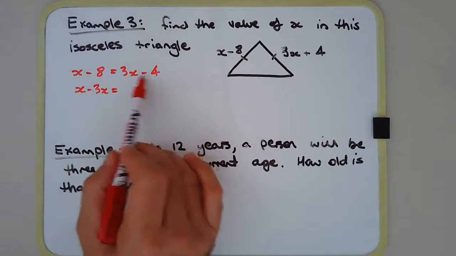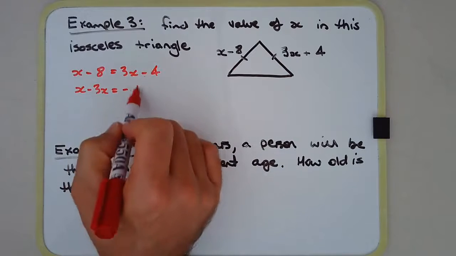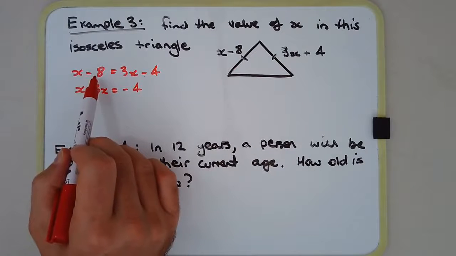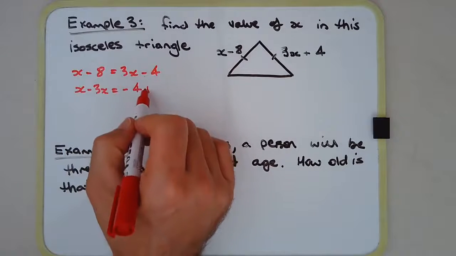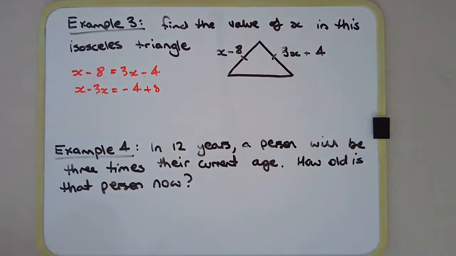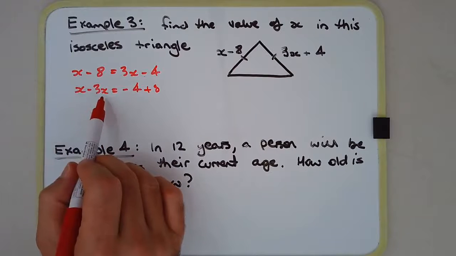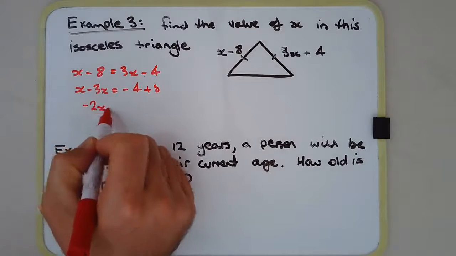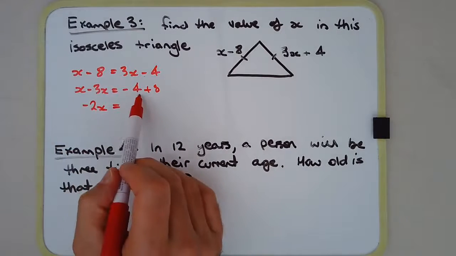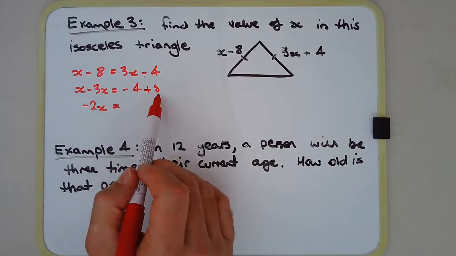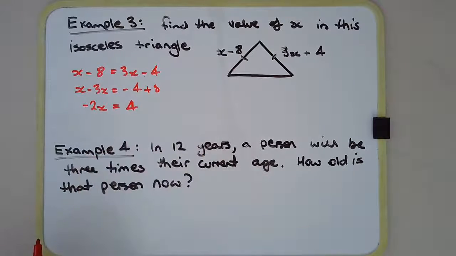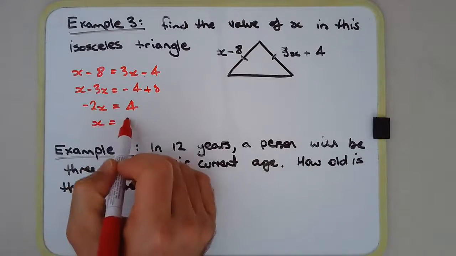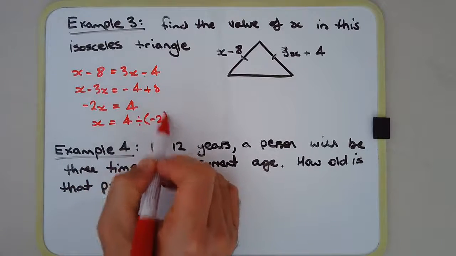Now, the minus 4, that's in the correct spot. That's fine there. But this negative 8 is in the wrong spot. We've got to move it over. It becomes positive 8. Now, x minus 3x, like terms, we can combine those. x minus 3x is negative 2x, equal to negative 4 plus 8. Negative 4 plus 8 is positive 4. Now we can divide the 4 by negative 2. It's equal to 4 divided by negative 2.